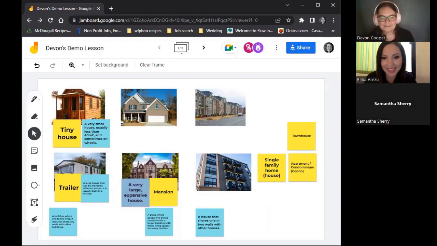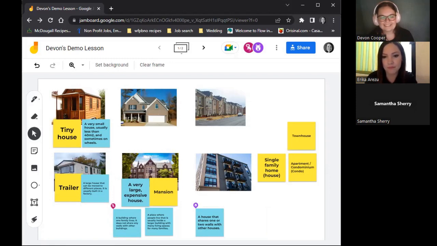Okay. You go. Okay, my turn. I'm going to read a description. A house that shares one or two walls with other houses. Wait a minute, hold on. Let me read the other one.